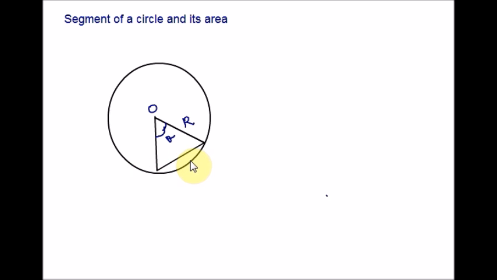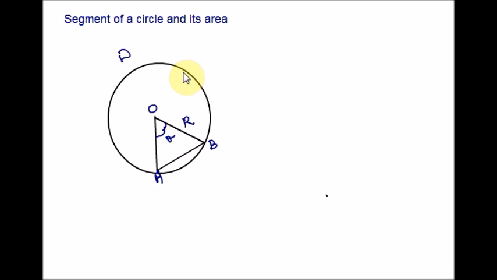It is to be noted that the segments do not contain the center point. The segment of a circle divides it into two regions, namely major segment and minor segment. The segment having larger area is known as major segment, and the segment that has the smaller area will be known as minor segment. So in this figure, this region is called minor segment and this entire region is called major segment.